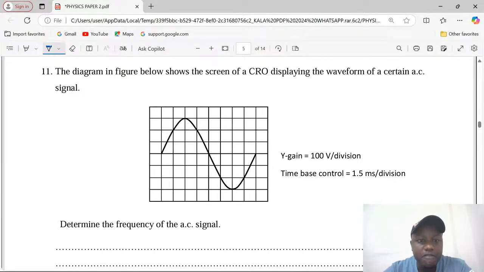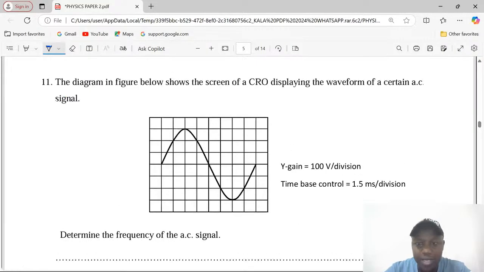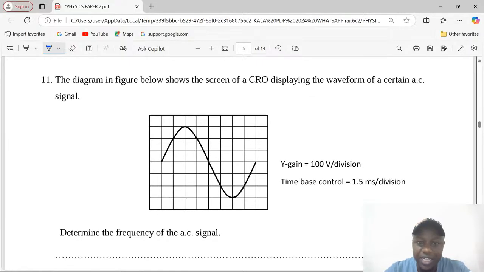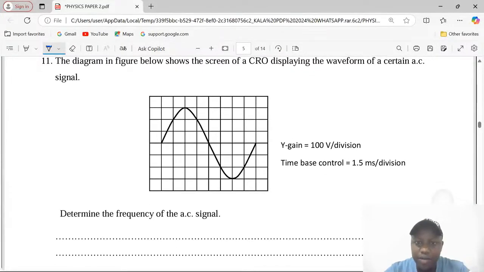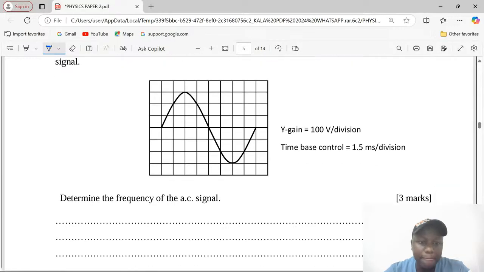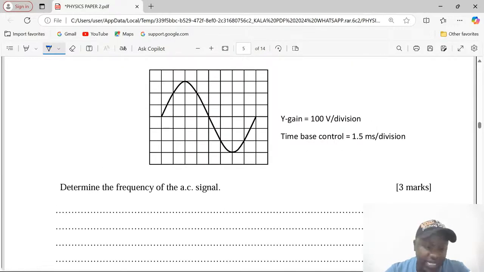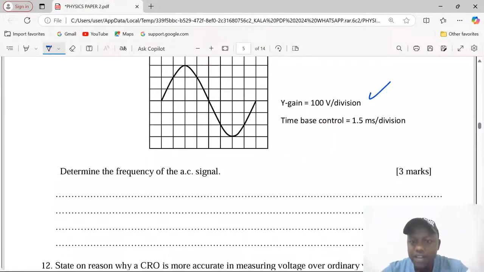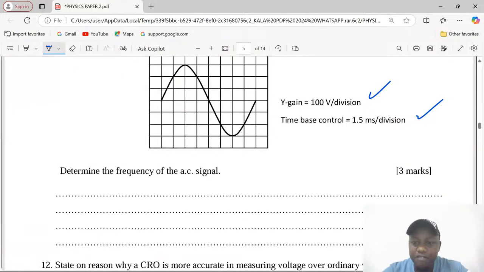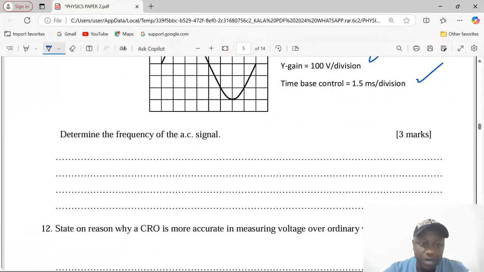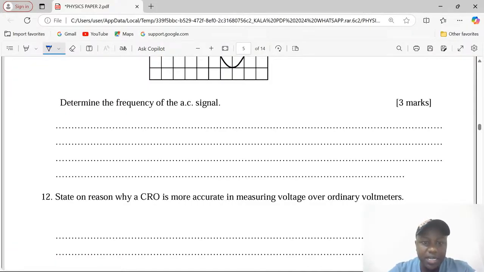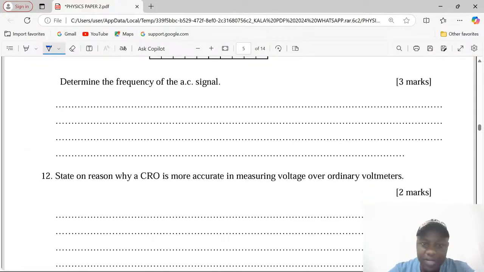Number 11. We are still in section 1 and continuing with our revision. The diagram in the figure below shows the screen of a CRO displaying the waveform of a certain AC signal. We can see the alternating current signal has been displayed on a CRO. We are also given the sensitivities. The Y gain sensitivity is 100 volts per division. The time-base control is 1.5 milliseconds per division. Determine the frequency of the AC signal.